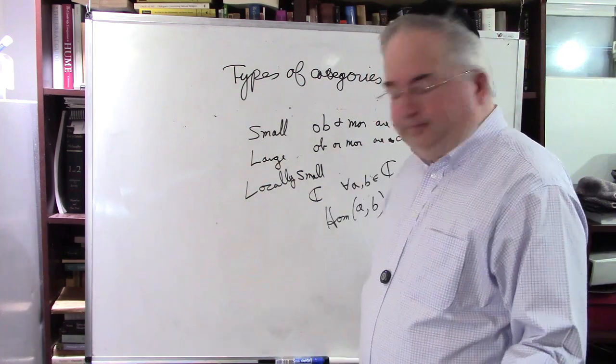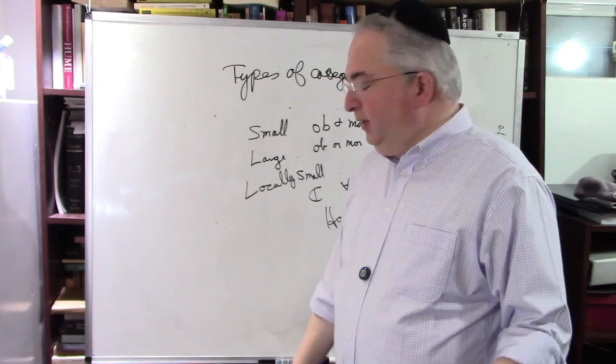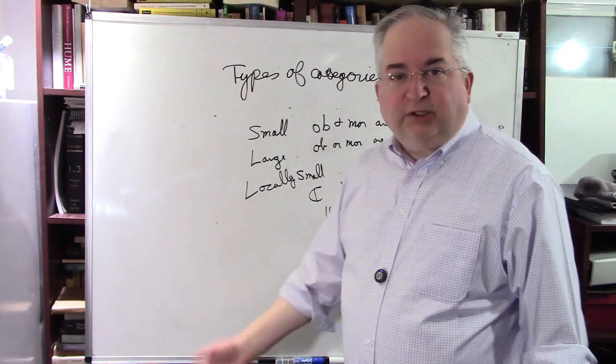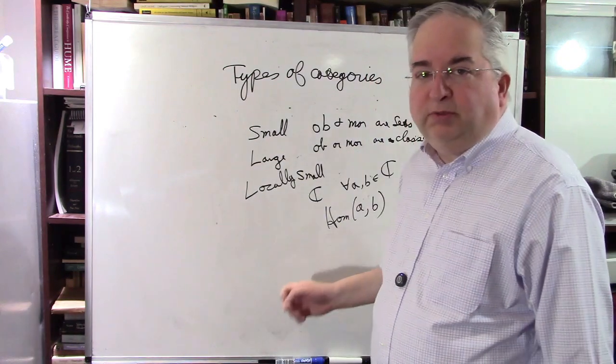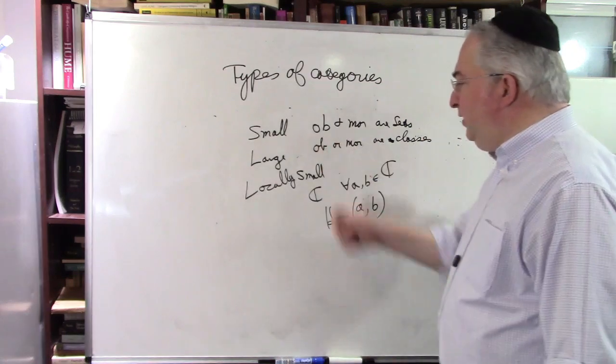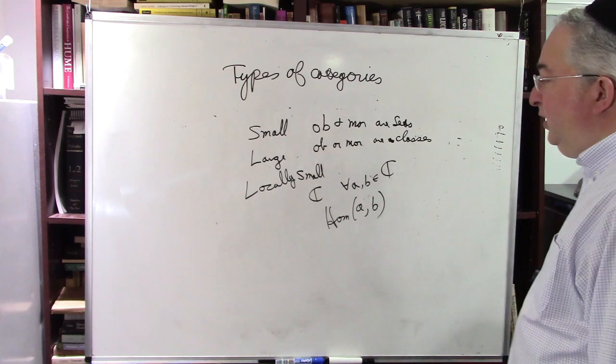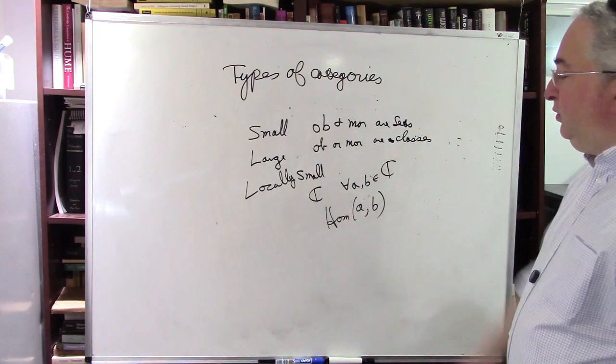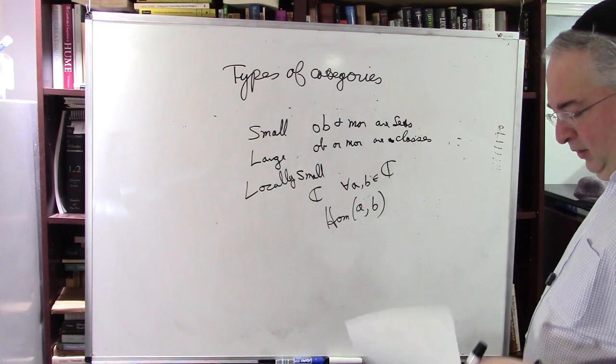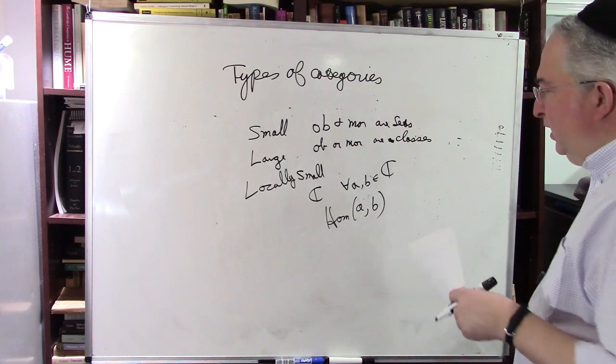Groups, topological spaces, manifolds, they're all locally small. Okay, they're not small, they're not large, they're locally small. I'm sorry, they are large. They're in general large, but they're locally small. Okay, so those are things.